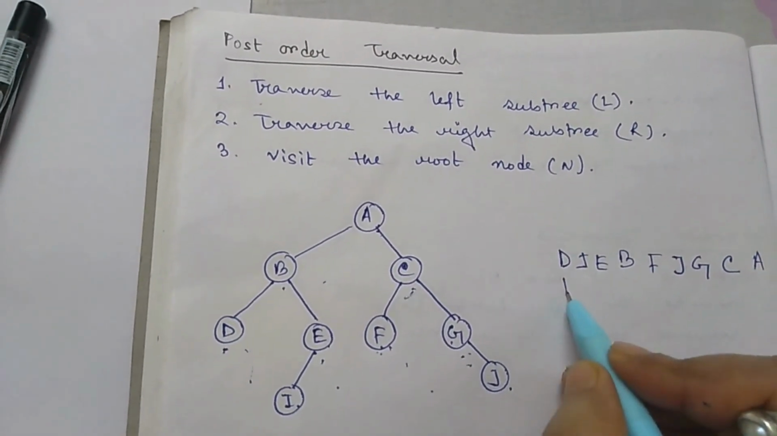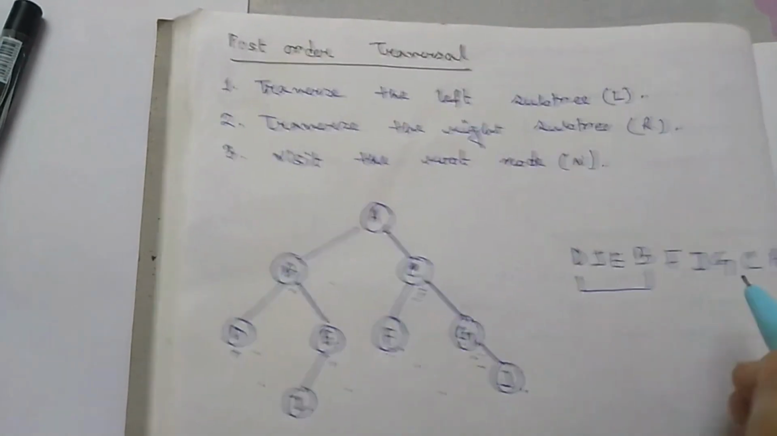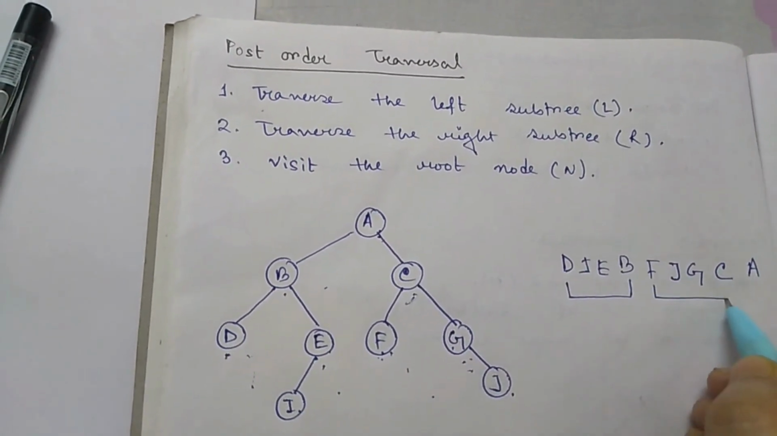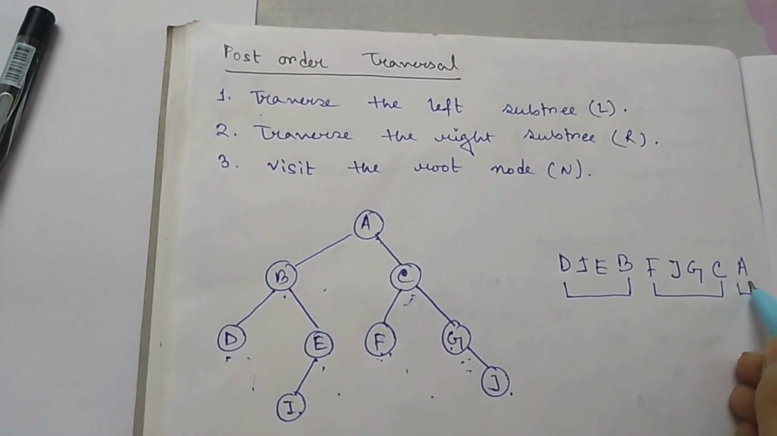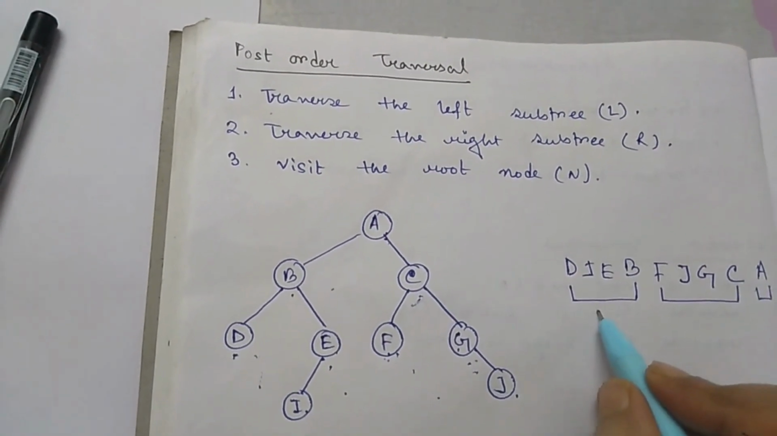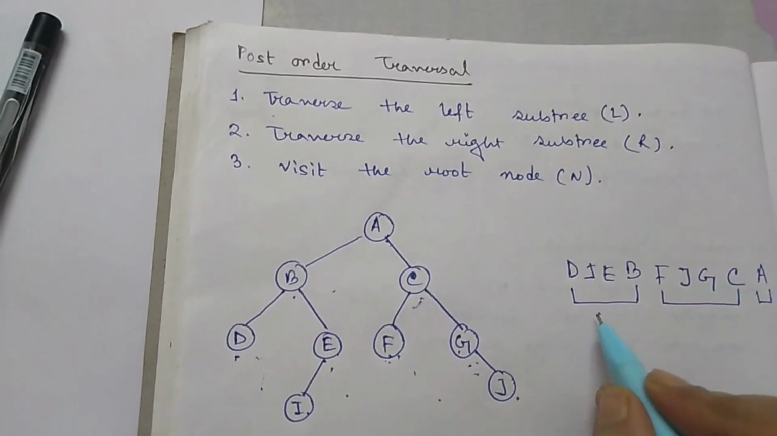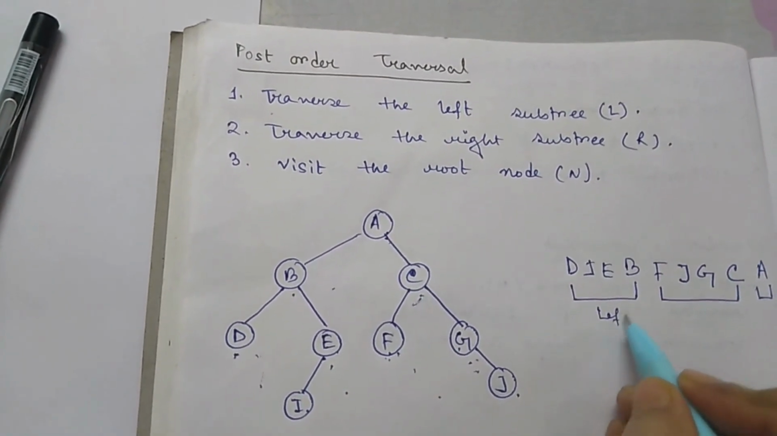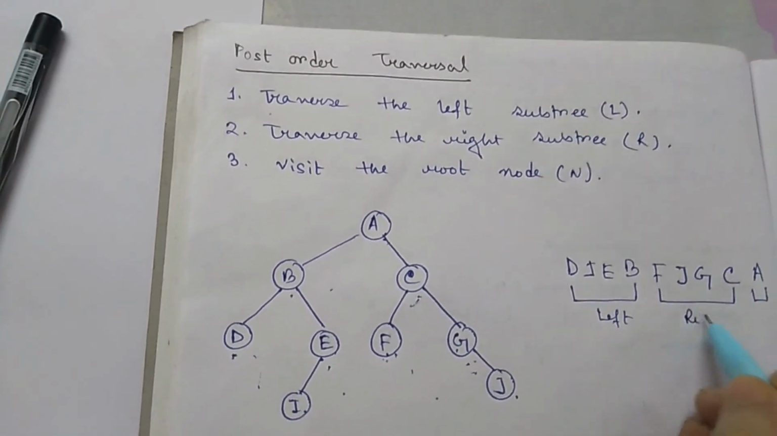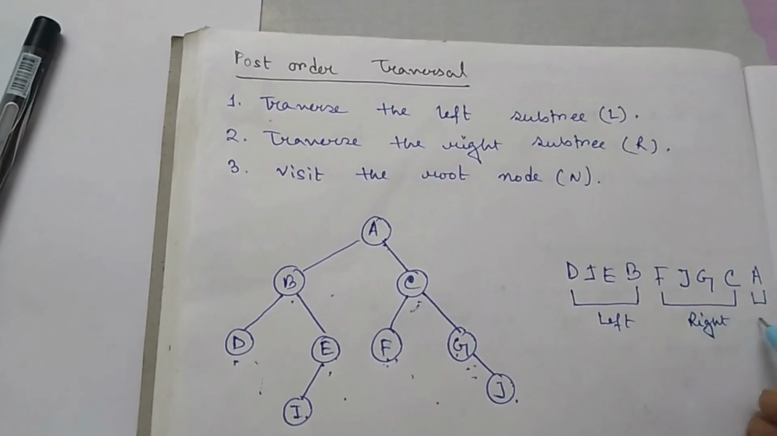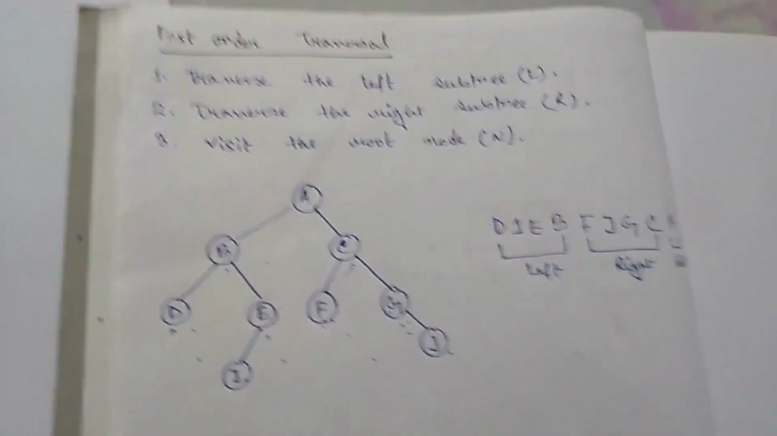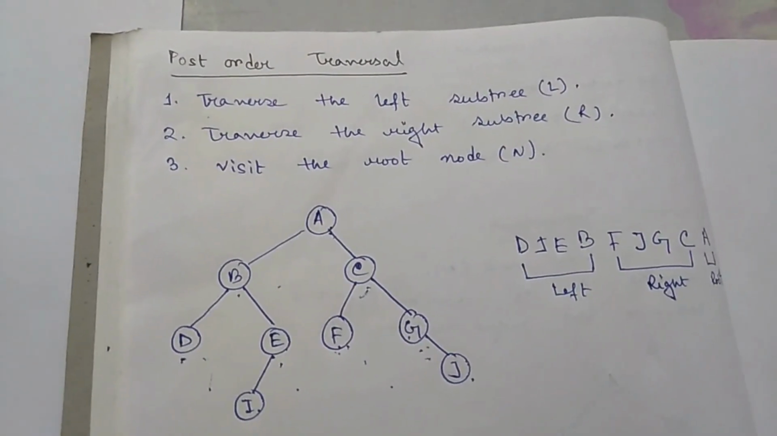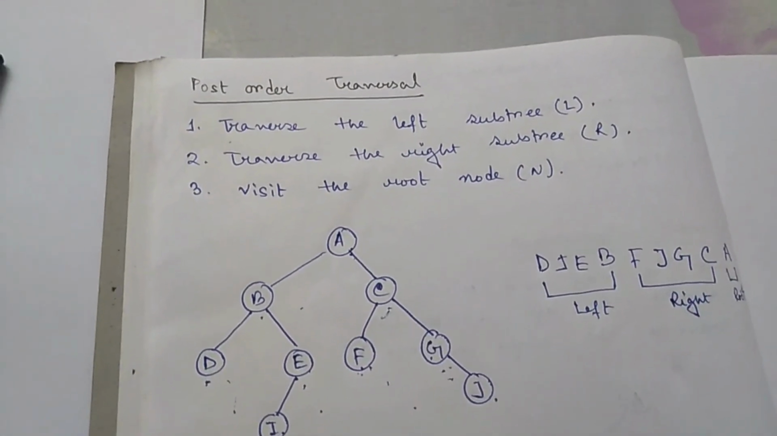So this is the left subtree value, this is the right subtree value, and this is the root. Okay, so according to this post-order traversal, at first we have to move to the left position, then the right subtree position, then the root position. Okay, after this we have covered the traversal of that tree. Okay, thank you.